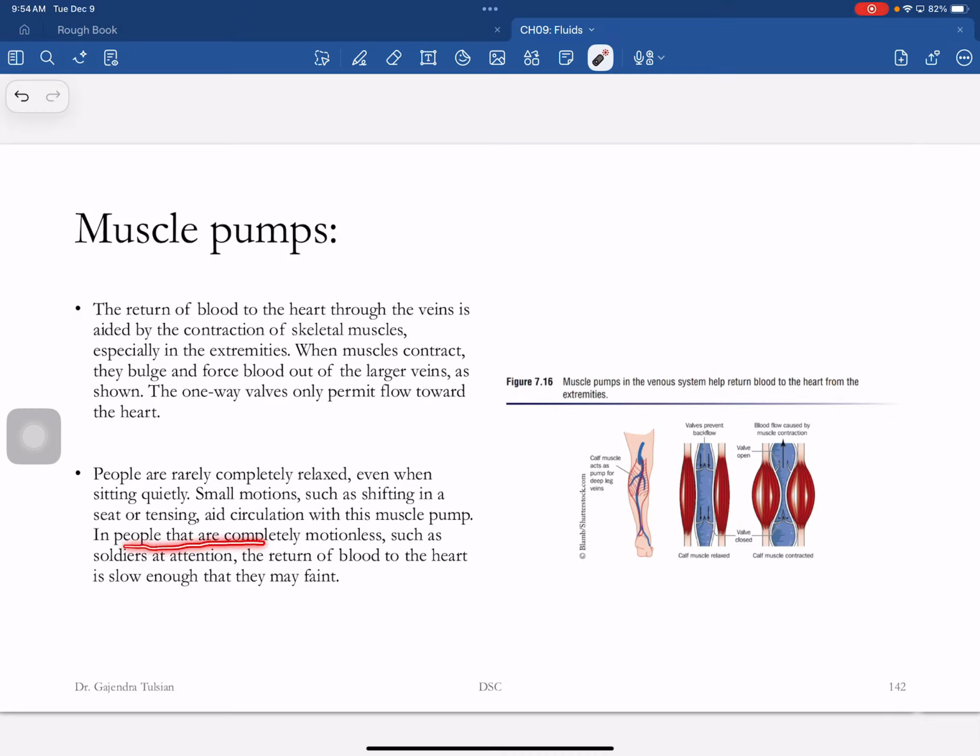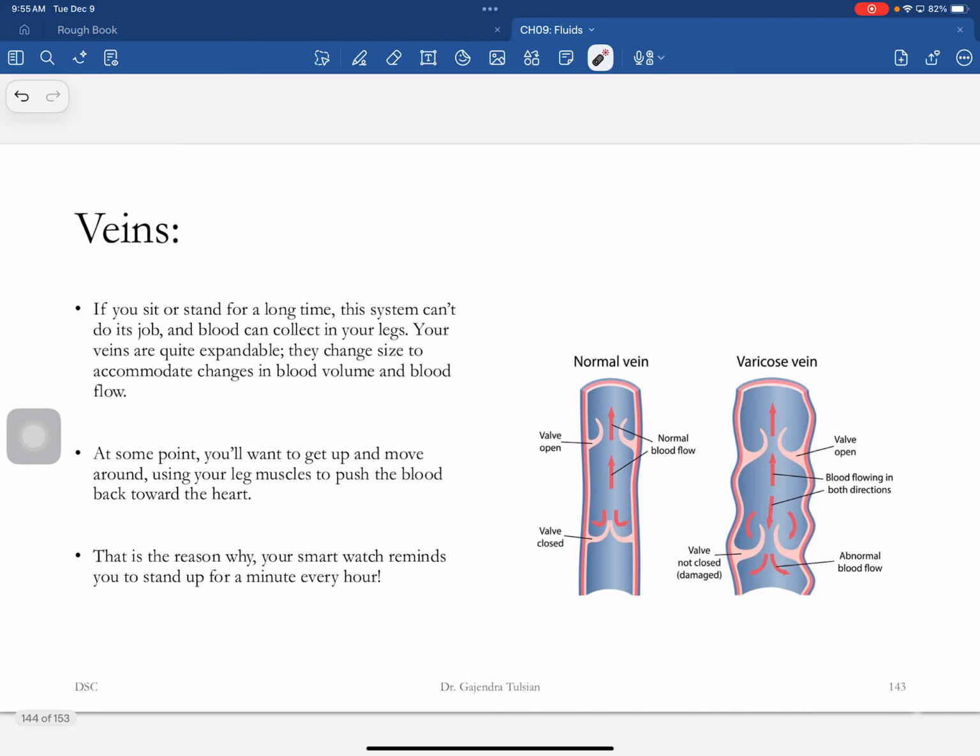In people that are completely motionless, such as soldiers at attention, the return of blood to the heart is slow enough that they may faint. Okay. So have you experienced that? Or seen it? Oh, yeah? Okay. Where at? Attention. Oh, yeah? All right. Don't lock your legs.